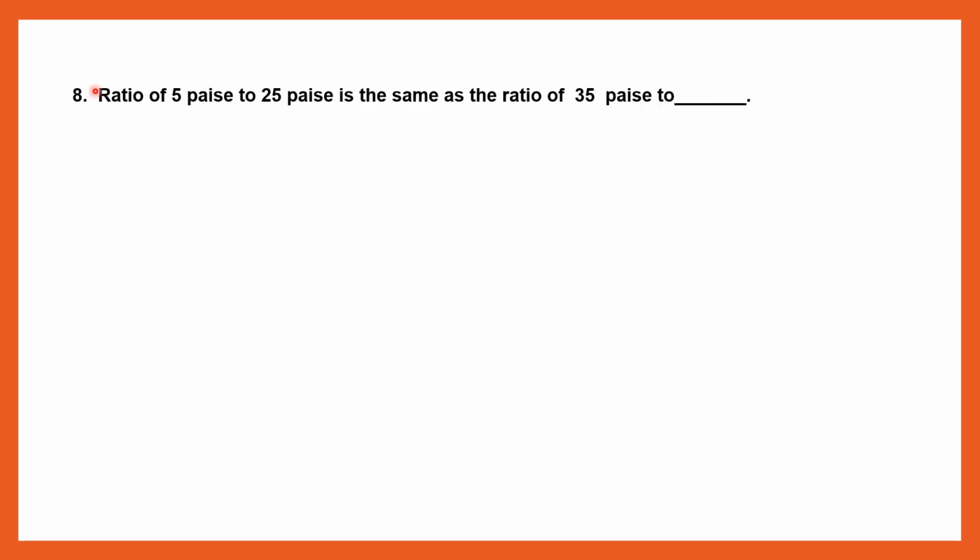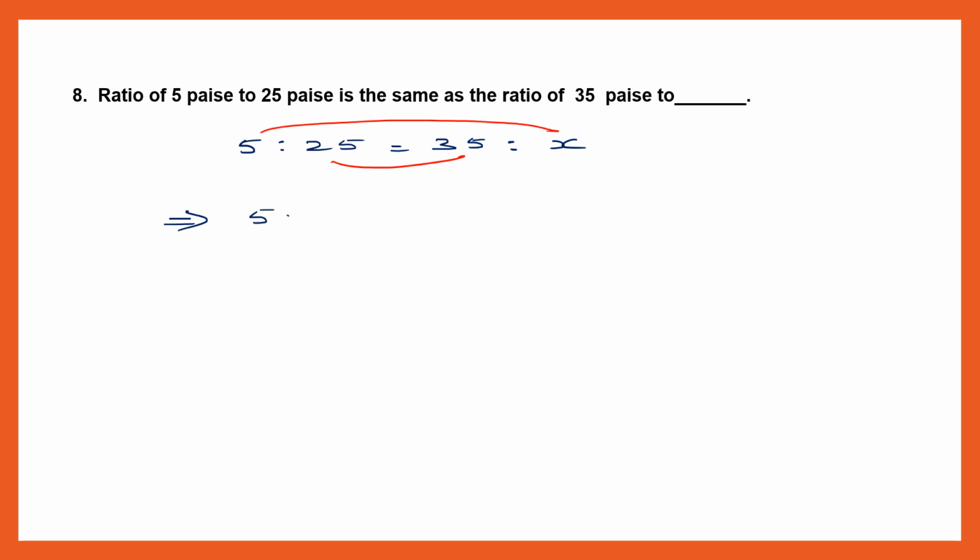Question 8. Ratio of 5 paise to 25 paise is the same as the ratio of 35 paise to what? Okay, so here we have 5 is to 25 is equal to 35 is to what we don't know, so that is x. Okay, so here product of extremes. So these are the extremes and these are the means. So let's use that to find this out.